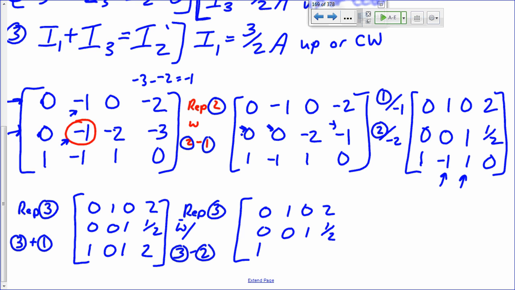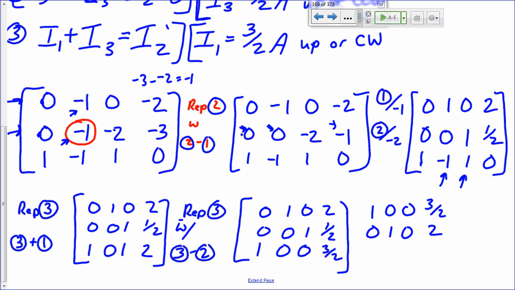And that's going to be row 3 minus row 2. 1 minus 0 is 1. 0 minus 0 is 0. 1 minus 1 is 0. And 2 minus 1/2 is 3/2. That should be I1. Yeah, so 3/2. And now you can just reorder it: 1, 0, 0, 3/2; 0, 1, 0, 2; and 0, 0, 1, 1/2. And that's your final augmented identity matrix.